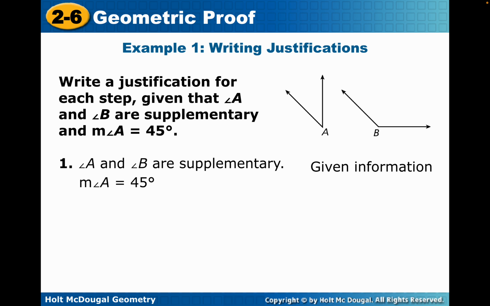Yeah, so we're going to put angle A plus angle B equals 180 degrees. And we're just explaining the definition of supplementary angles. So that's your reason. So just put measure of angle A plus the measure of angle B equals 180 degrees. And that's the definition of supplementary angles.